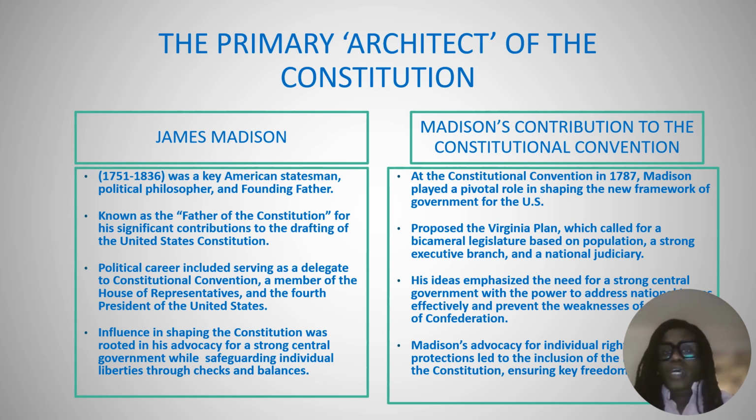Madison's contributions to the Constitutional Convention. At this convention, Madison played a pivotal role in shaping the new framework of the government for the U.S. He proposed the Virginia Plan, which called for a bicameral legislature based on population, a strong executive branch, and a national judiciary. His ideas emphasized the need for a strong central government with the power to address national issues effectively and prevent the weaknesses of the Confederation. Also, his advocacy for individual rights protections led to the inclusion of the Bill of Rights in the Constitution, ensuring key freedoms and liberties.